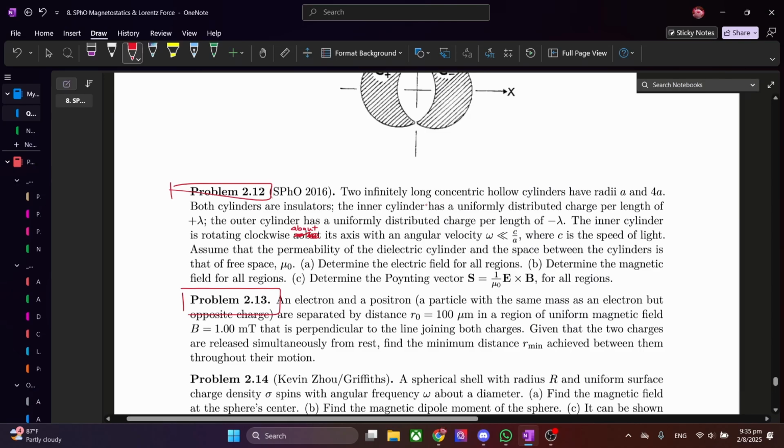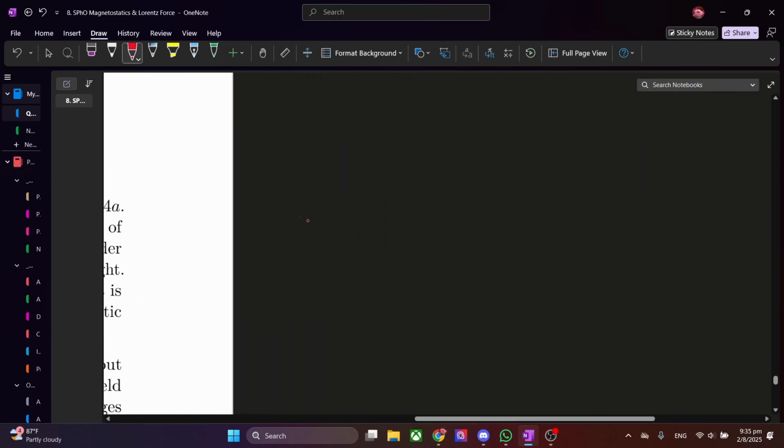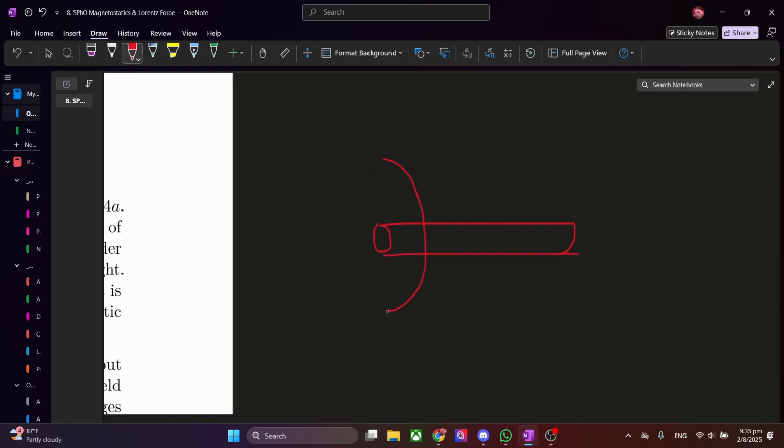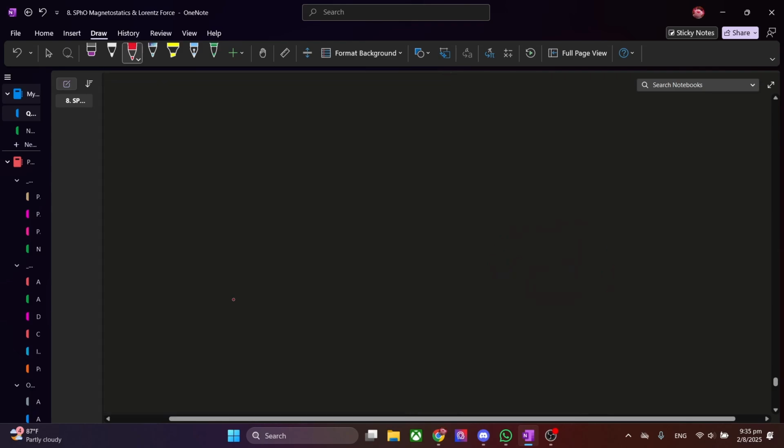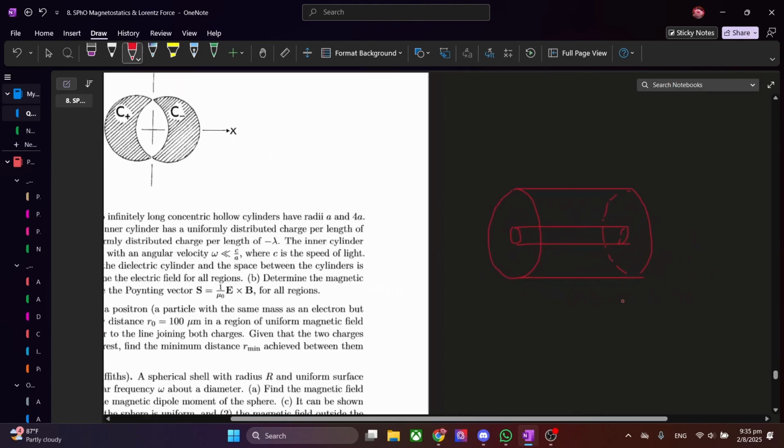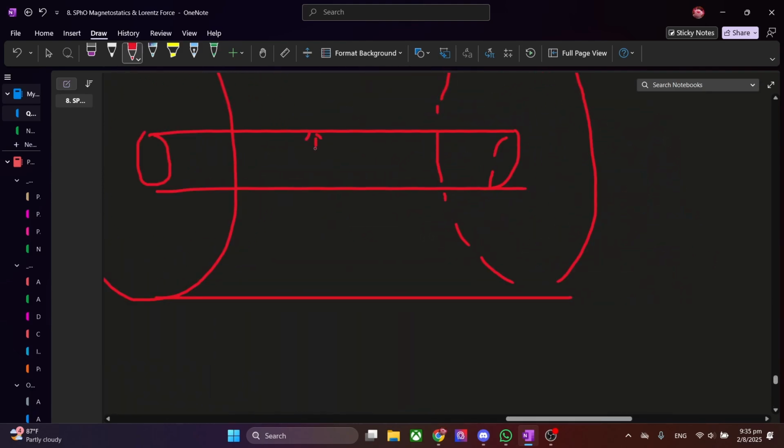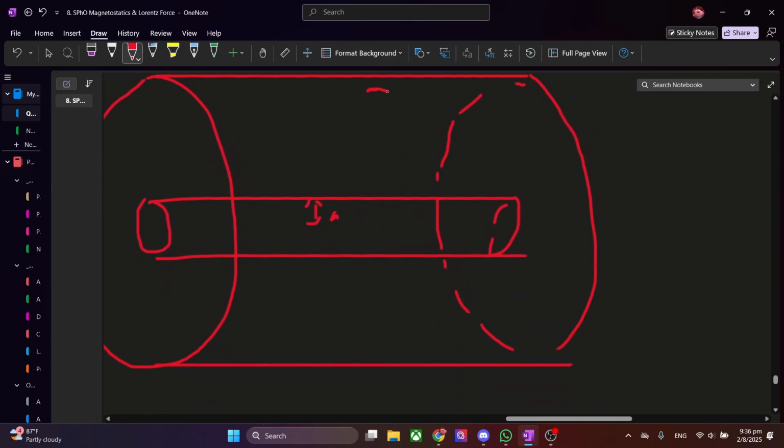Okay, next one is 2.12. So let me draw out the situation. Something like this. So we have two hollow infinitely long concentric cylinders. Okay, this one has radius a, this one has radius 4a.